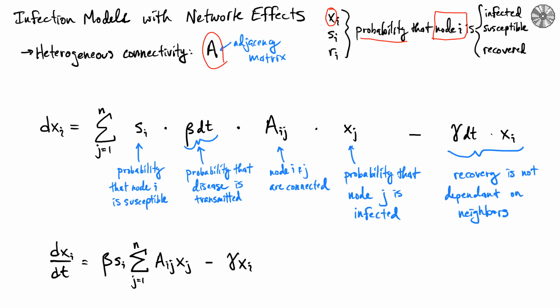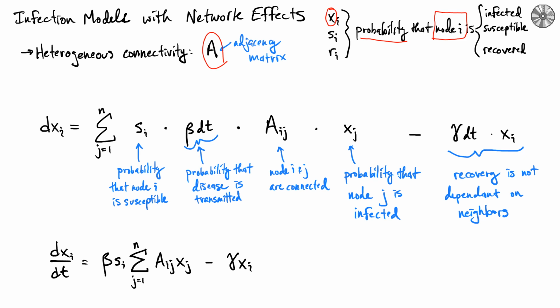And then S_i, the ith element of the S vector, is now going to be the probability that node I is susceptible. So just as before, the probability that node I is infected, susceptible, and recovered, those three together need to sum to 1. That means that X_i plus S_i plus R_i should be equal to 1, and that's true for every single node in the network.